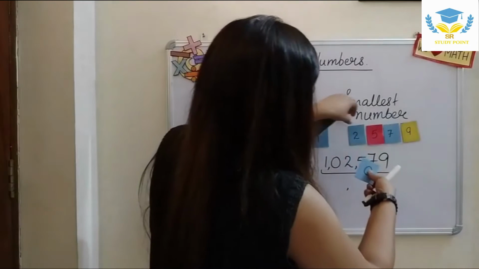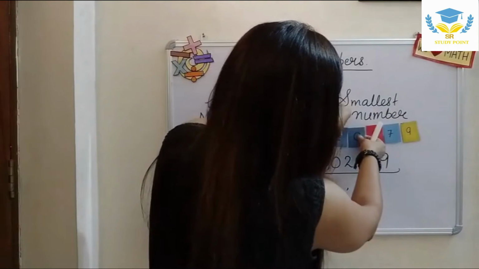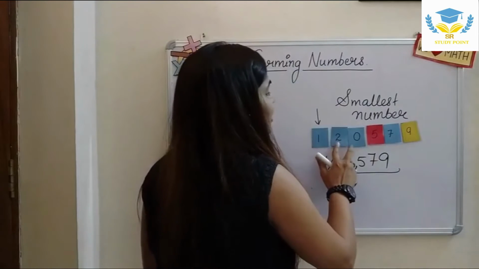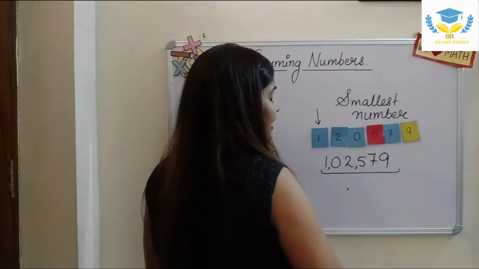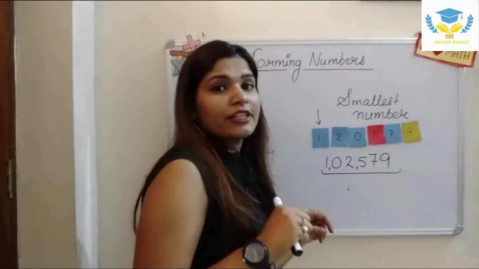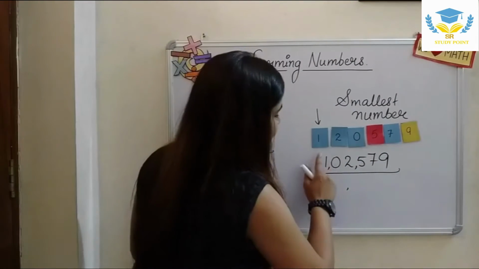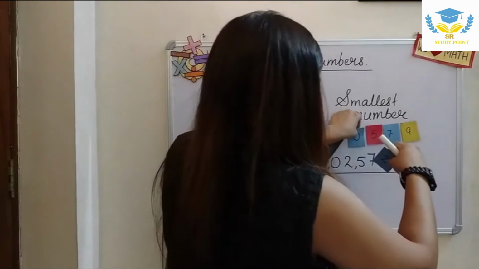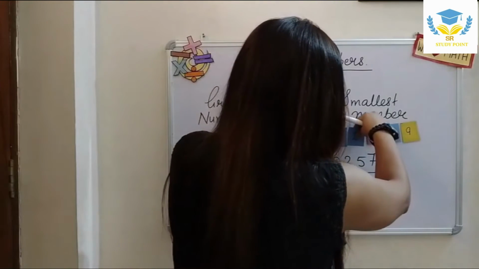0 at any other place, suppose I am taking 0 at the third place, it will form the number 1,20,579. That will not be the smallest number, because the smallest number is this one by using these digits. So always keep in mind, keep 0 at the second place.